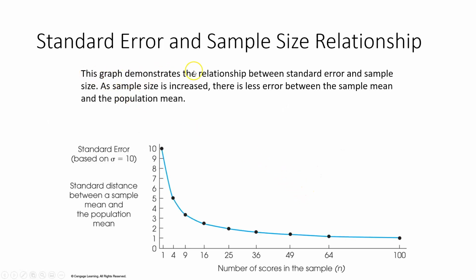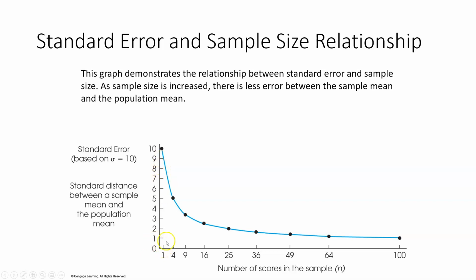This is a graph that illustrates the relationship between standard error and sample size. You'll notice that as the sample size increases here on the x-axis, that's n, the sample size, there's less error between the sample mean and the population mean. So this right here is a measure of standard error. If you have one score in each sample, that is a very, very poor sample from a population. Imagine if you wanted to guess the voting patterns of all the people in the United States based on one person. That would be crazy. You would have a ton of error. You would have the most possible error.